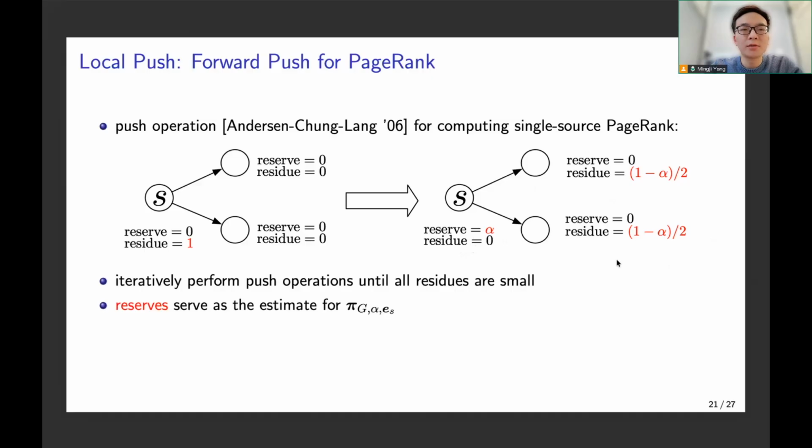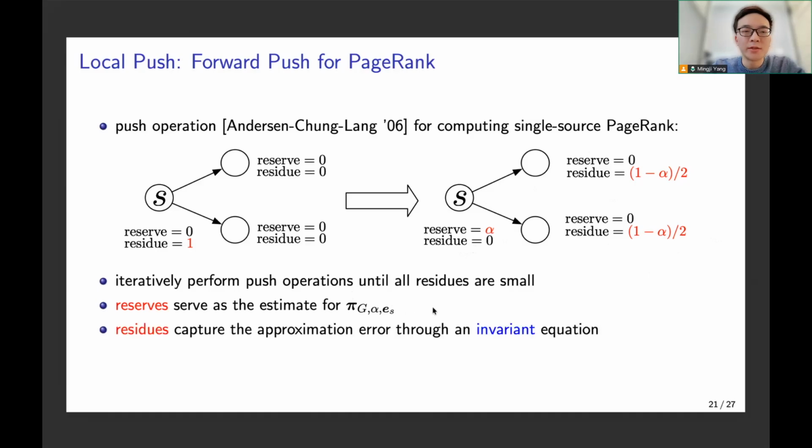As it turns out, when the algorithm terminates, the reserves will serve as the estimate for the PageRank vector from the source node S, and the remaining residues will capture the approximation error through an invariant equation that is preserved by the push operations.